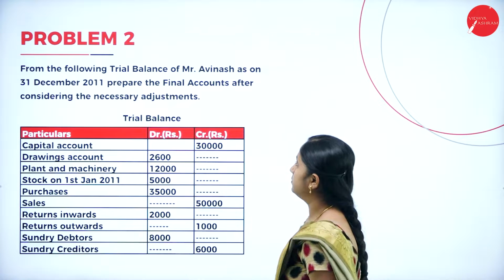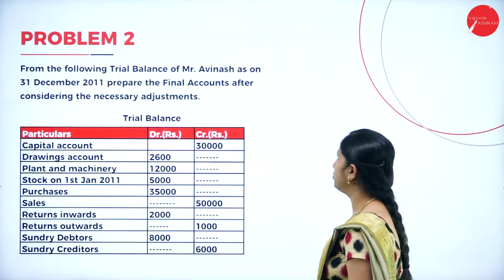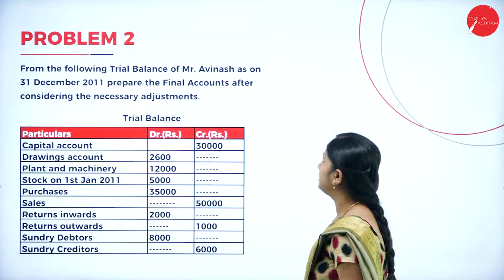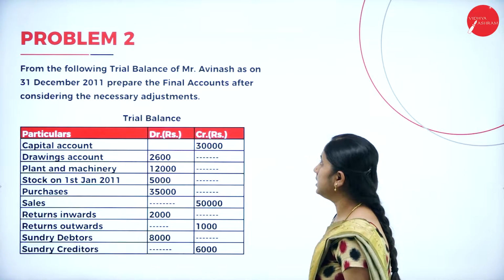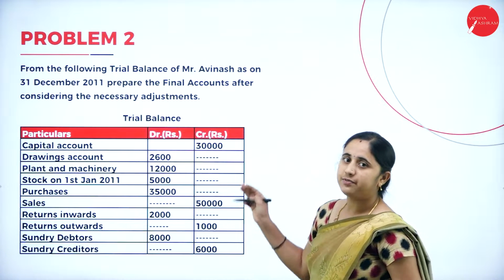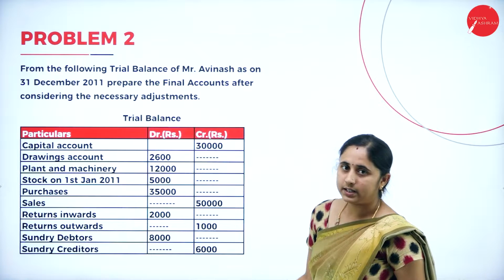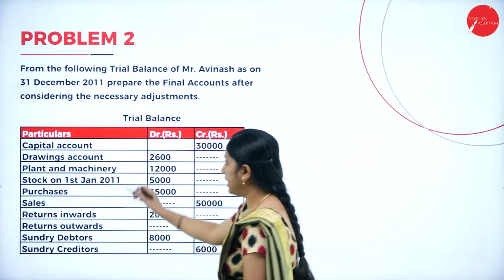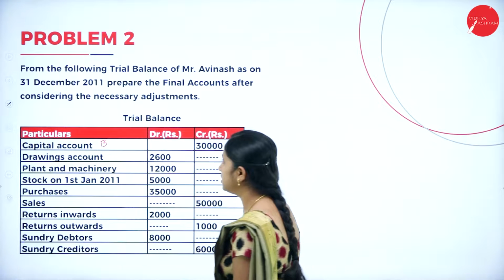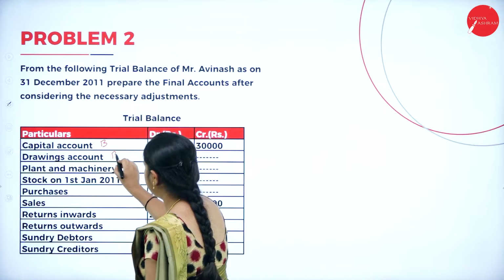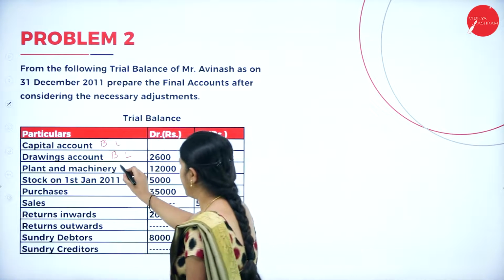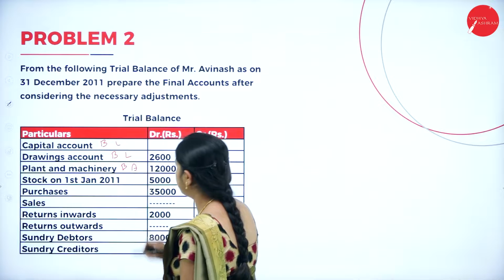Just look at the problem. From the following trial balance of Mr. Avinash as on 31st December 2011, prepare the final accounts after considering the necessary adjustment. So, trial balance. We just classify all these items while reading the problem itself. Capital account. Capital is a liability which comes under balance sheet. Drawings. Drawings is a liability, comes under balance sheet. Then plant and machinery. Assets, comes under balance sheet.